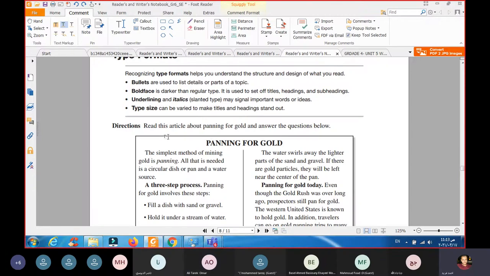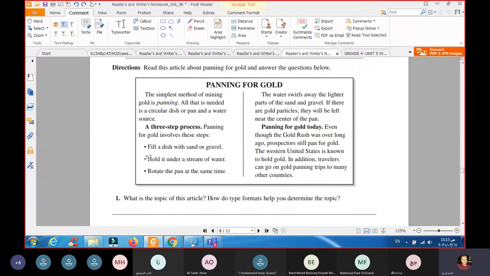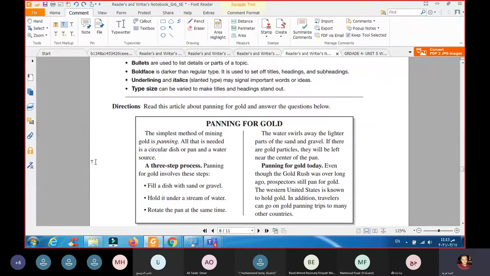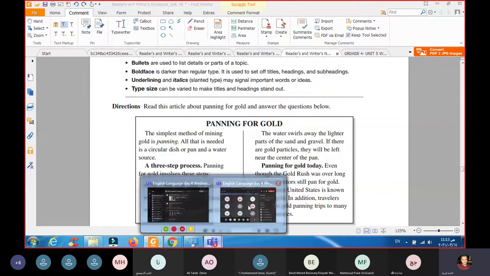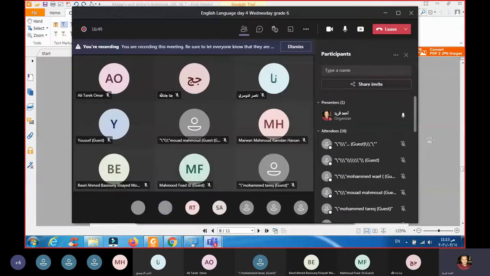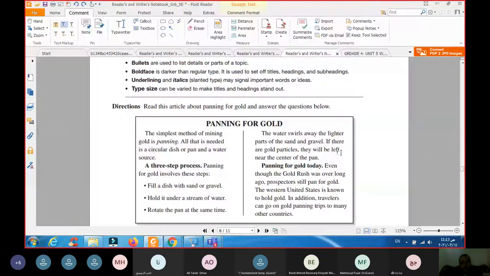Okay, anyways, again, boys. The bullets, look here. Here are the bullets: one, two, three. The boldface, those ones, which are darker than the regular ones. Underlining or italics, the underlining just refers to something which is important. Type size, to make it bigger or to make it smaller. Okay.